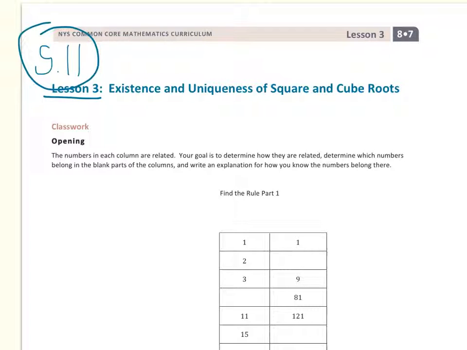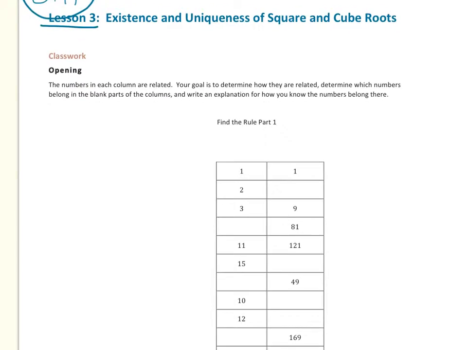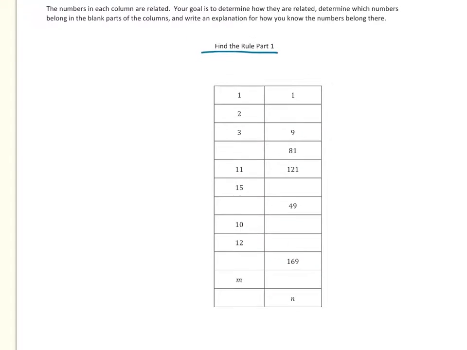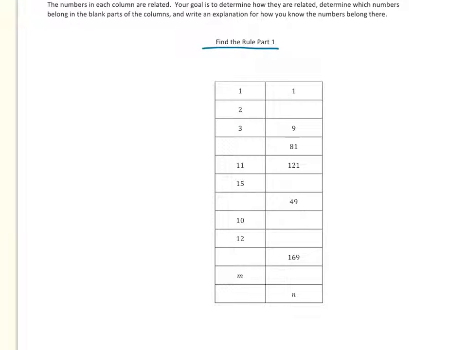So for the opening exercise, what I want you to do is find the rule for this first table. I know on your paper you have a table on the left and a table on the right. Right now, this is the table on the left. So go ahead and pause the video, try to find the pattern or the rule between the numbers on the left and how they change to become the numbers on the right. So go ahead and pause it and resume when you're ready.